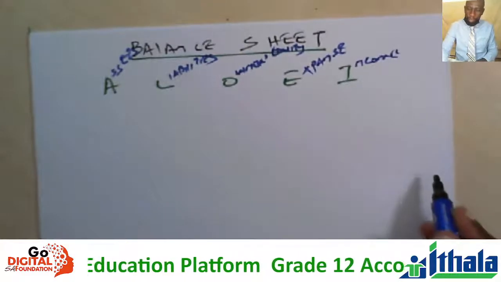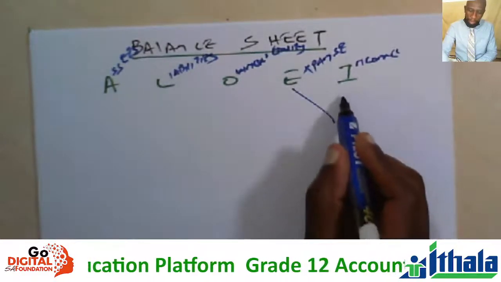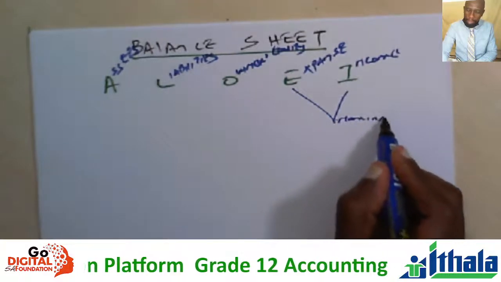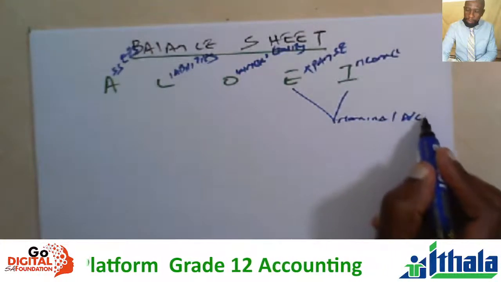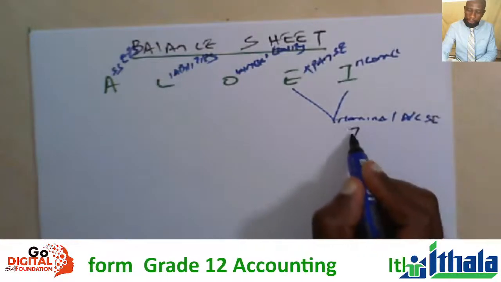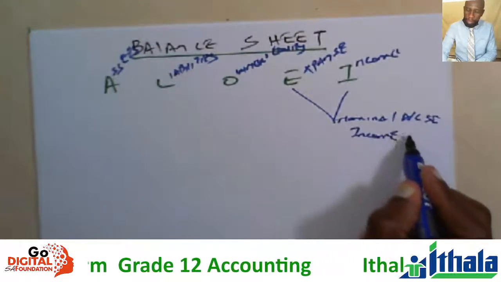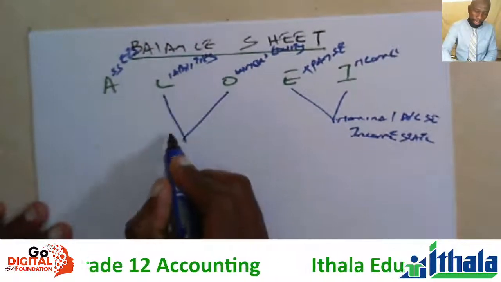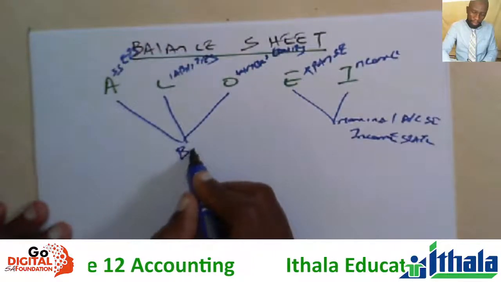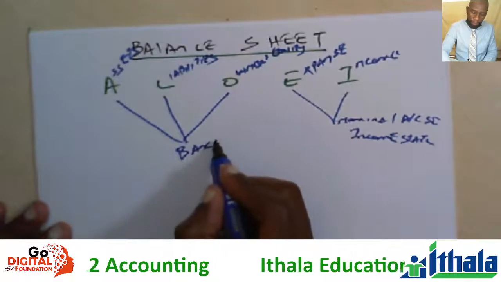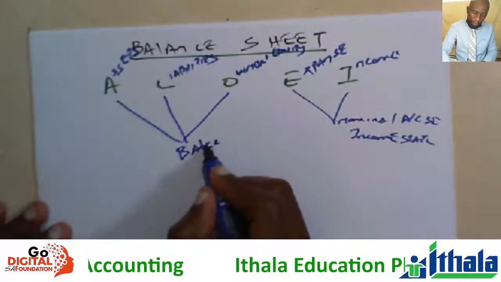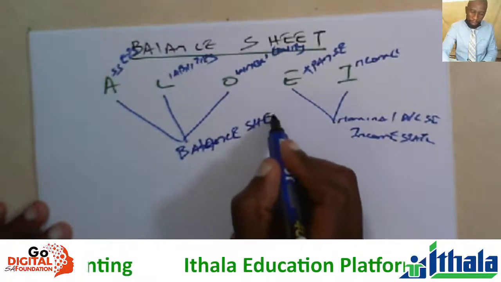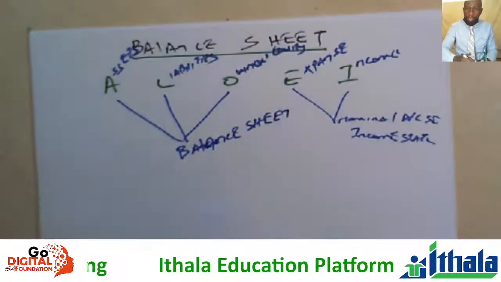As we know, on the income statement we dealt with the matching principle. These are nominal accounts, the nominal account section. This is for the income statement. And then here it's the balance sheet. This is the balance sheet.